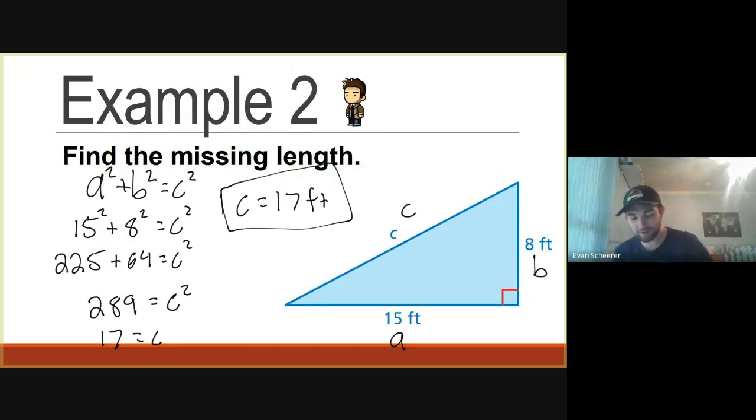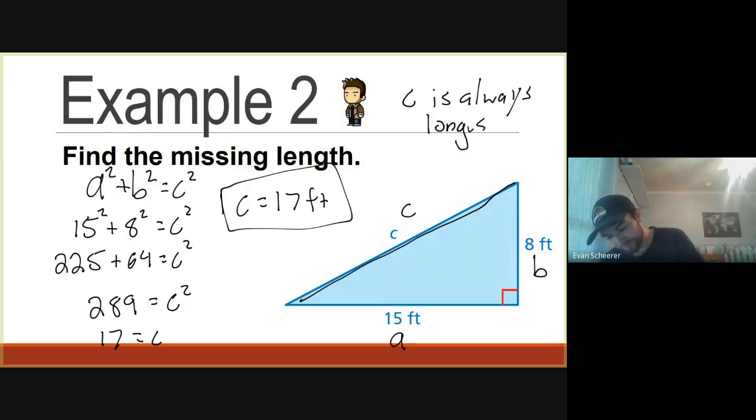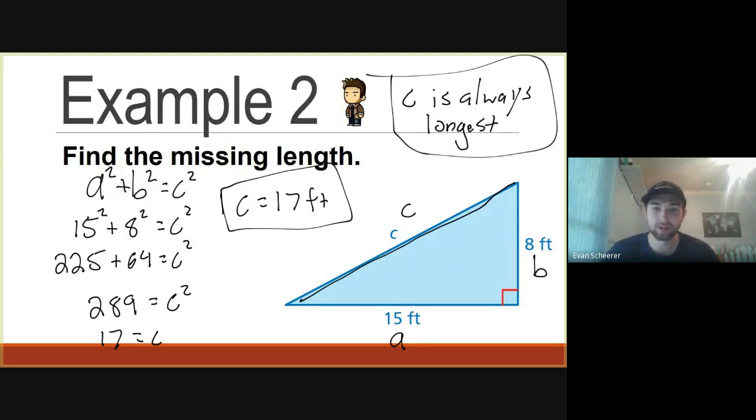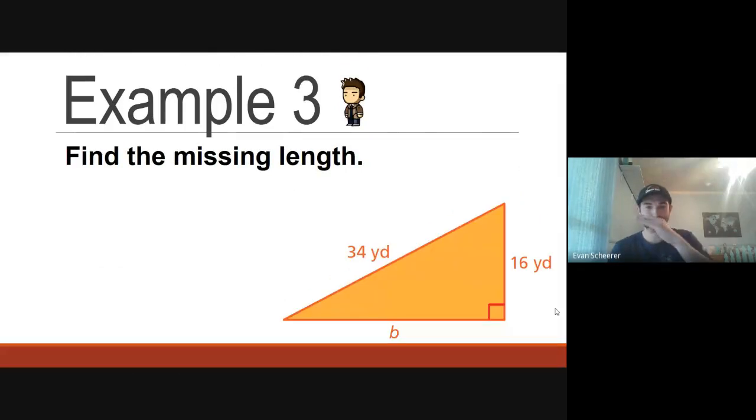Notice your hypotenuse right here, that's always the longest. C is always the longest. It has to be the longest. It must be the longest because it's a diagonal. It's not straight. Okay, so this one's a little bit different now.